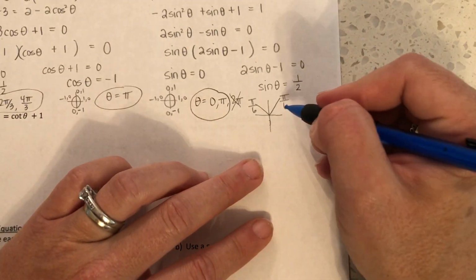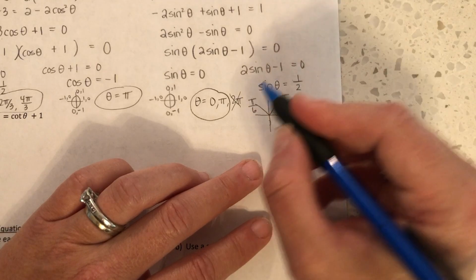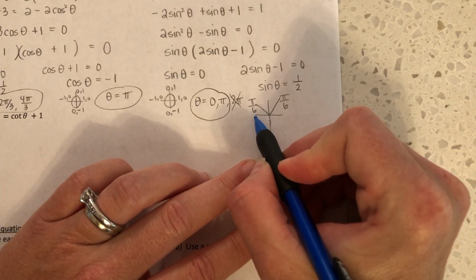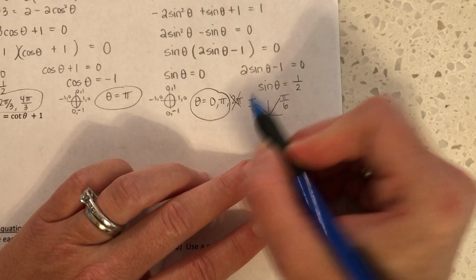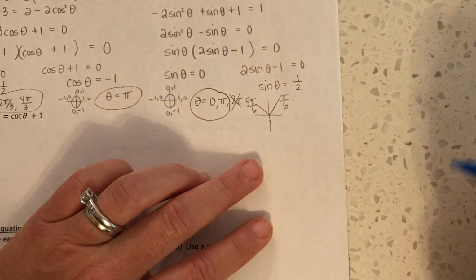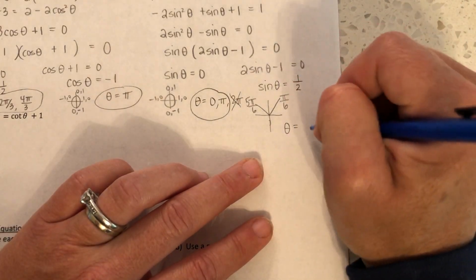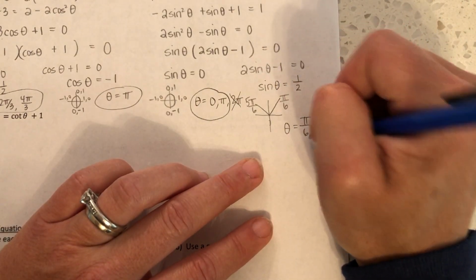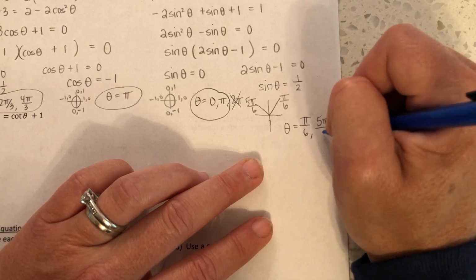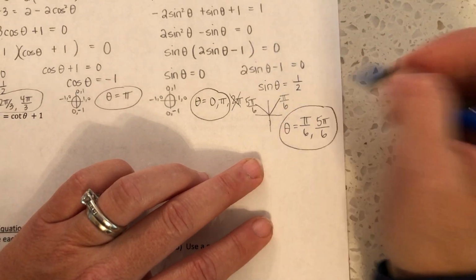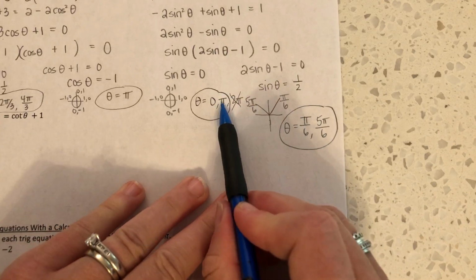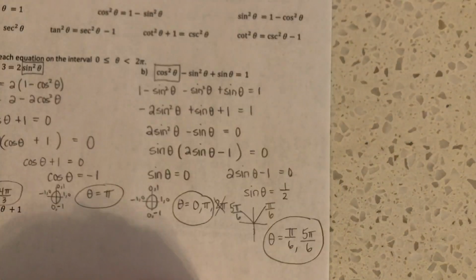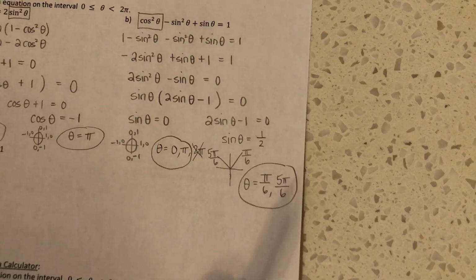Well, pi over 6 in quadrant 1 is pi over 6. If this is pi, that's 6 pi over 6, which means the one before it is 5 pi over 6. So theta could have been pi over 6 or 5 pi over 6 and made this equation true, which leaves you with 1, 2, 3, 4 answers to that equation. Okay? All right, let's try this one.